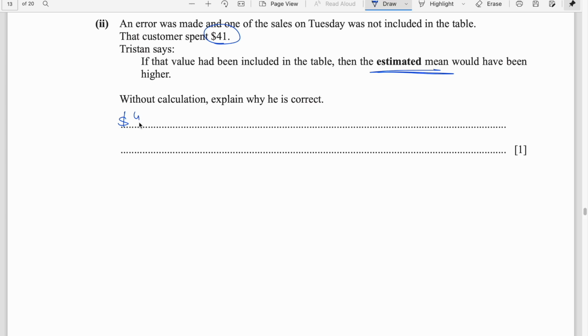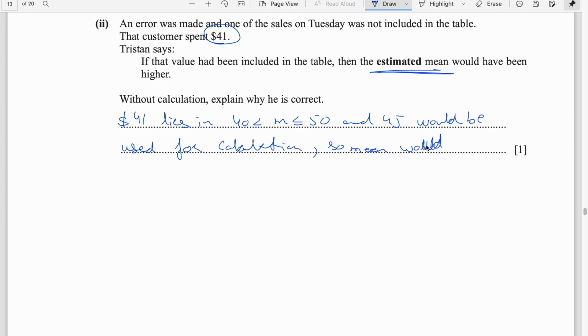So $41 lies in 40 is less than m is less than or equal to 50, and 45 would be used for calculation. So mean would be higher.